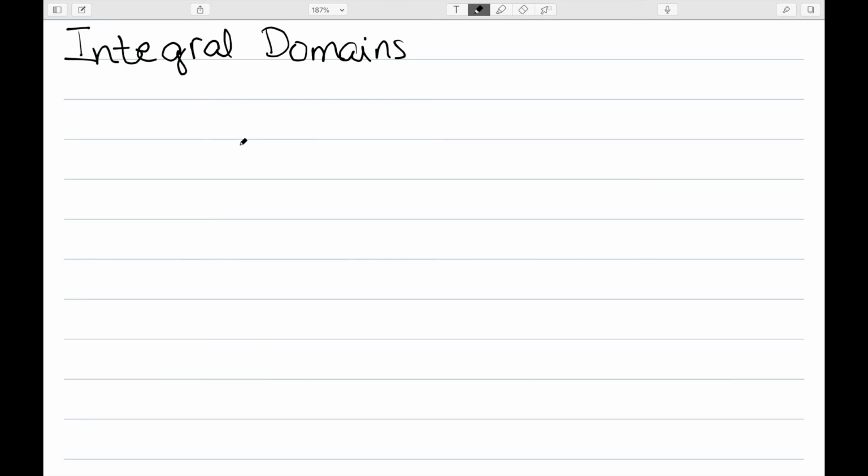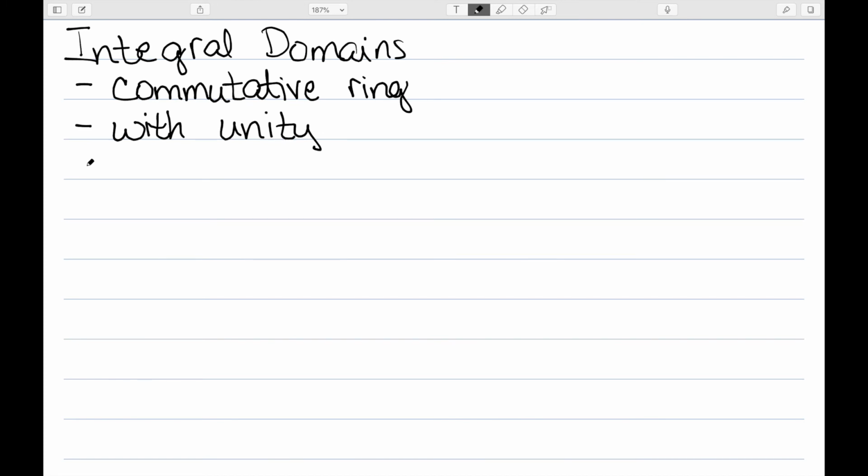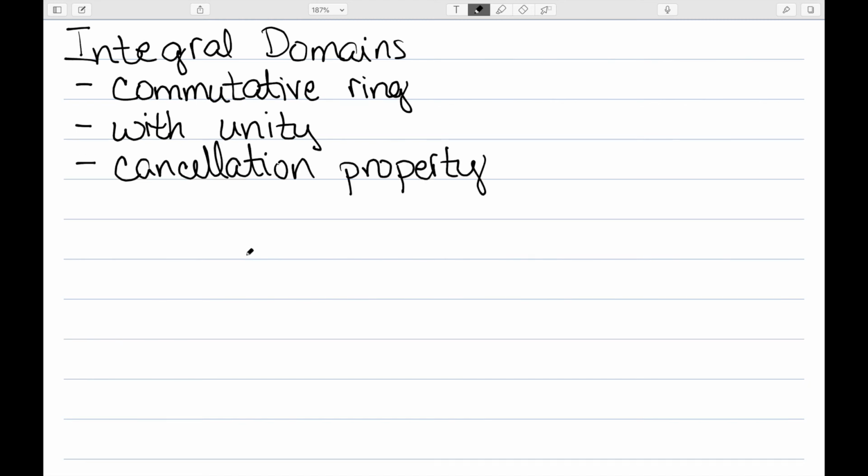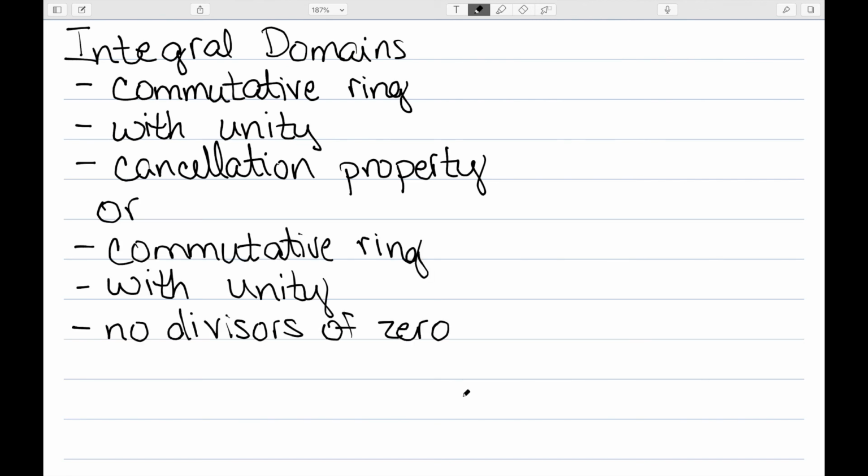Finally, I can define an integral domain. An integral domain is a commutative ring. It must have a unity, so a commutative ring with unity. And we must have the cancellation property. Alternatively, we can define an integral domain as a commutative ring with unity and no divisors of 0.